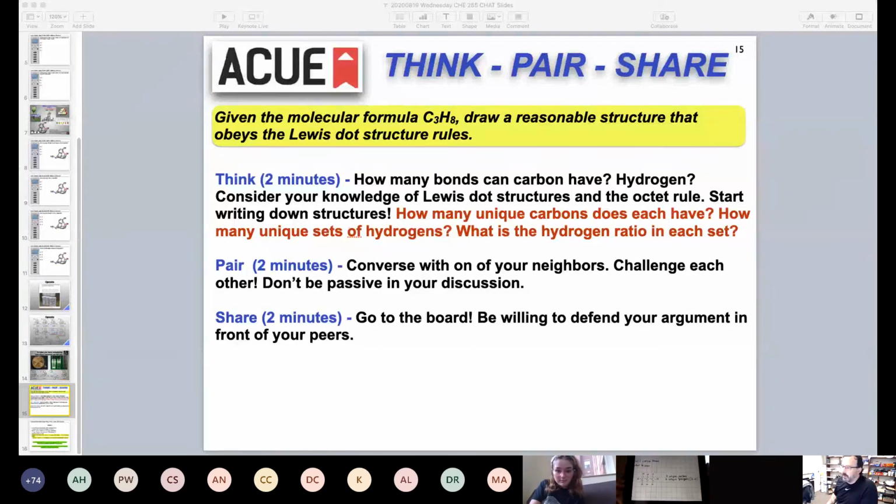So Sarah also has the next prompt. So how many unique carbons does the molecule have? How many unique sets of hydrogens, and the ratios?